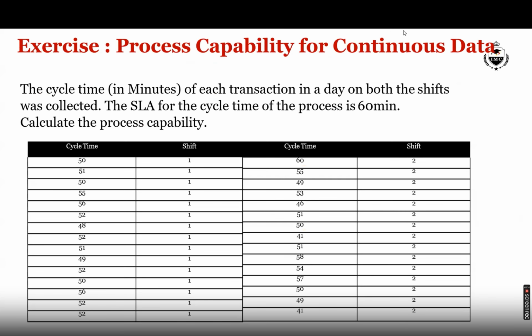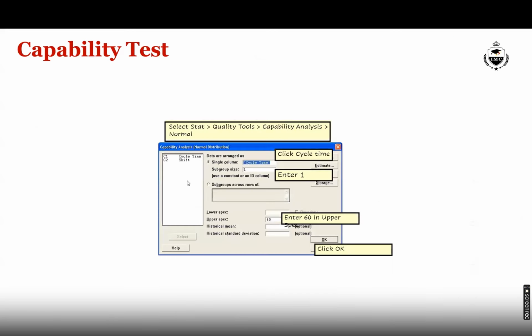One case study of process capability with continuous data: the cycle time in minutes of each transaction in a day on both the shifts was collected. The SLA for the cycle time of the process is 60 minutes. So that is the USL given. So with the cycle time given, we have to calculate our process capability.